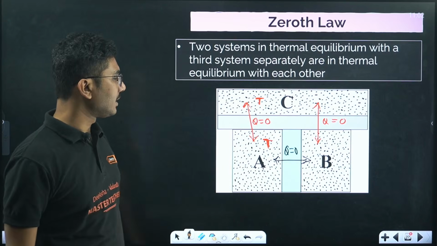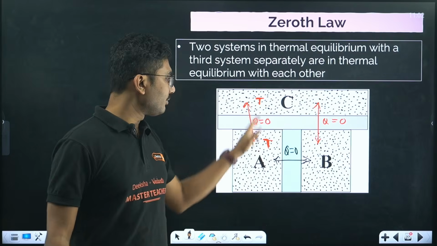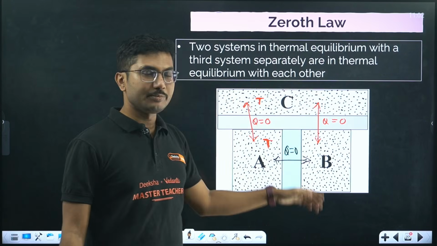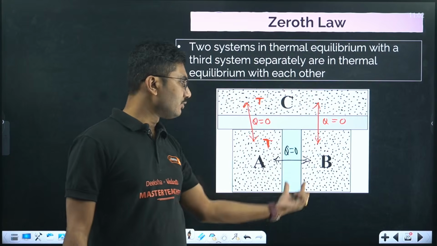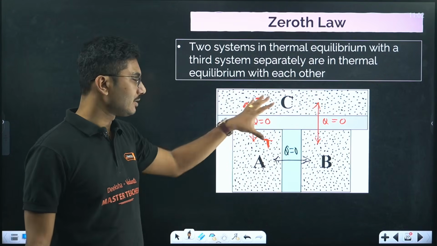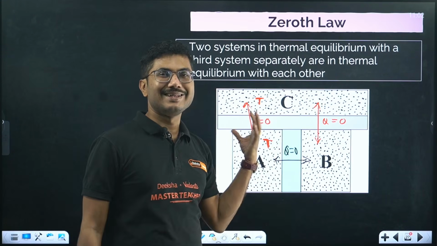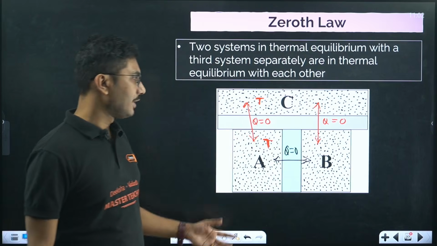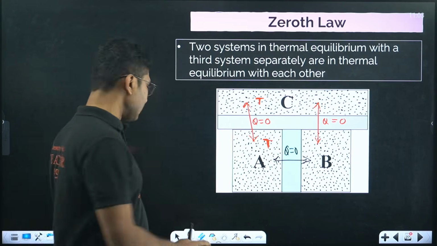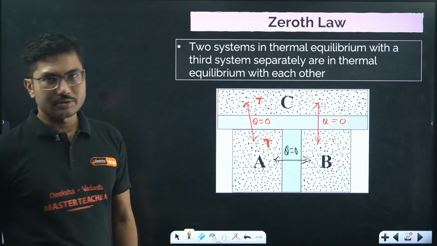This experiment was done in such a way that initially this is a conducting surface, so heat can exchange between A and C and between B and C, but the surface between A and B is insulated. Once the heat exchange is over and thermal equilibrium is reached, they replace this insulating medium with a conducting medium, and they observe that no heat is exchanged between these two objects. That is how the experiment was done. Anyway, this is a theoretical concept, no mathematics here. If you see a theoretical question based on this, you will be able to answer.